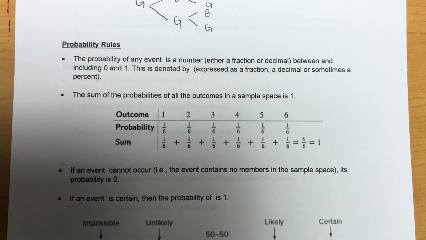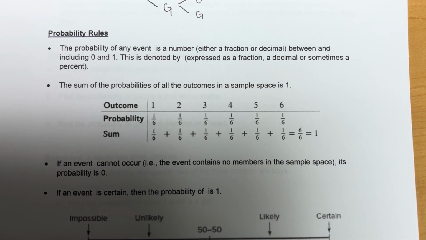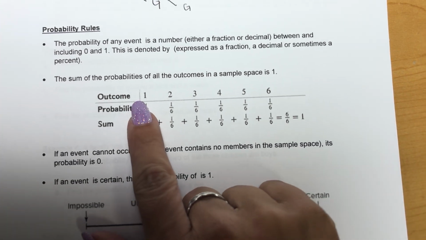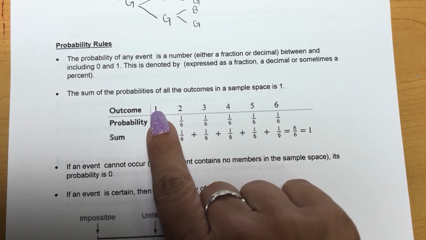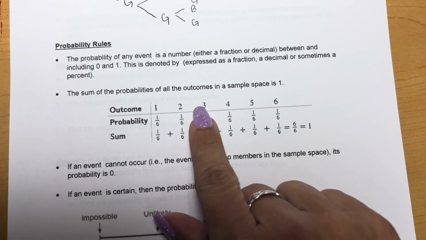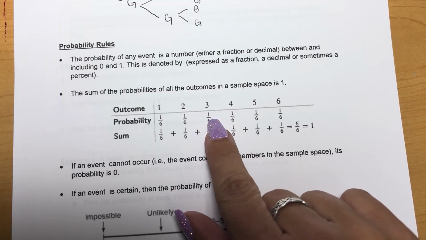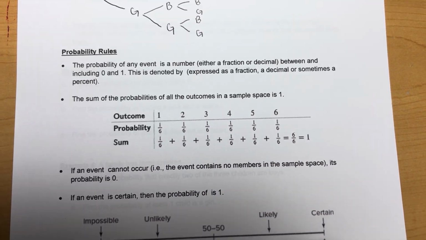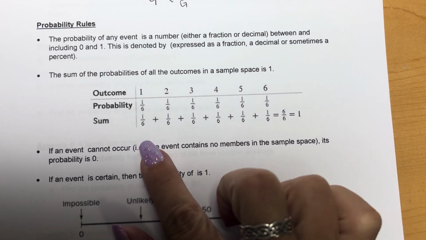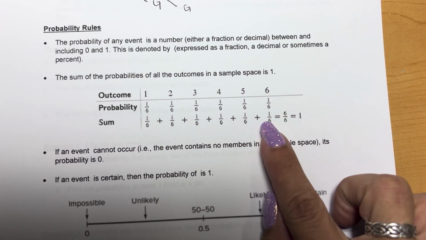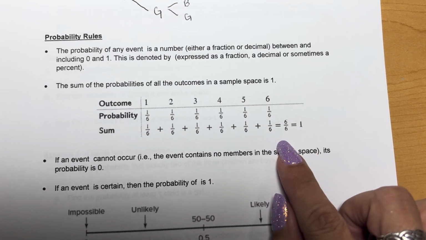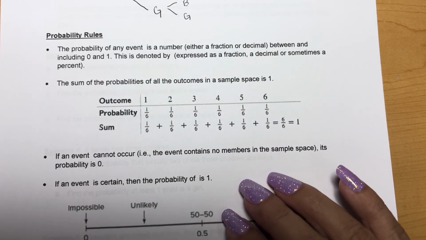Okay, so the sum of the probabilities of all the outcomes in a sample space is 1. So this is for a dice, okay? The outcome, you have 1. The probability of rolling a 1 is a 1 in 6 chance. A 2, that's a 1 in 6 chance. 3, 4, 5. And this is assuming it's not a weighted dice. Okay, the sum would be adding all of these up, and this should add up to 1. Okay, so this is 1/6 plus 1/6, 1/6, 1/6. Okay, that will all add up to 6 over 6, which is 1.